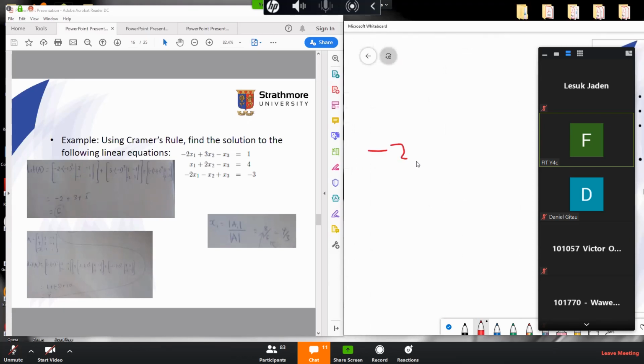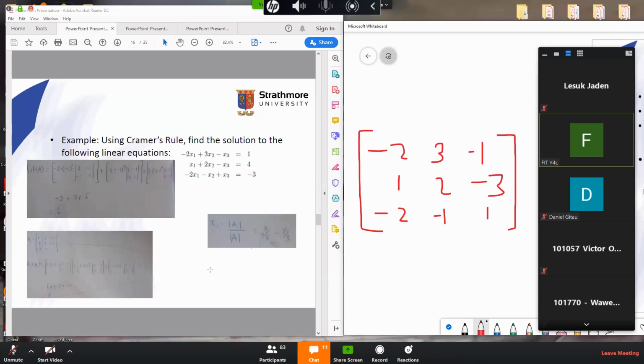So -2, 3, -1 will be the first row, 1, 2, -3. So this is the matrix we are looking at. Then -2 down here, -1. You're just taking the coefficients and 1. Okay, so this one becomes the coefficient matrix of this linear problem. Then this coefficient matrix, you find its determinant like we did last time. So you can refer to the workings here.